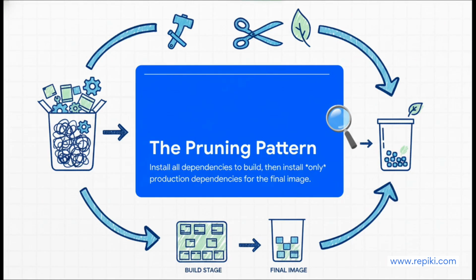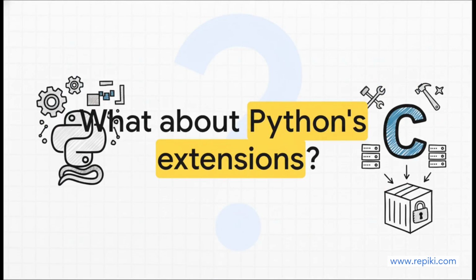You use one stage to install everything, dev dependencies included, to build your application. Then, in a second stage, you install only the production dependencies. This gives you a clean, lean node_modules folder, which you then copy into your final image along with your app. It's brilliant.